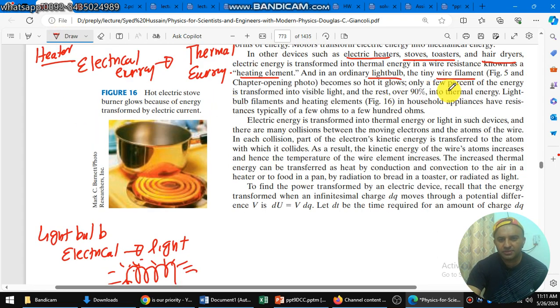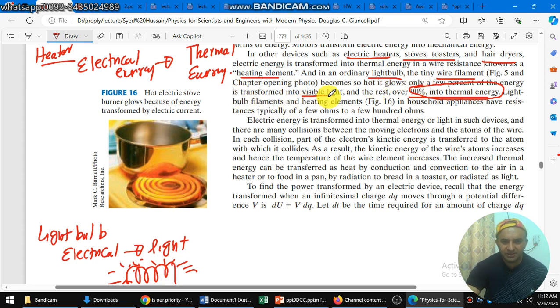Okay, but not all the energy is converted into light. If the light bulb gets 100% energy, some energy is converted into visible light, but the rest of the energy is converted into heat energy. For example, if we touch any bulb, we see that the bulb is warm. So it means that not only does it give us light, it also converts some energy into heat energy. This heat energy is taken as the loss in the light bulb, because heat energy is not useful in the case of a light bulb.